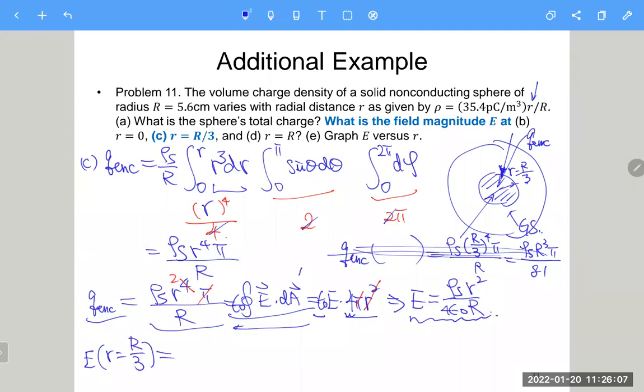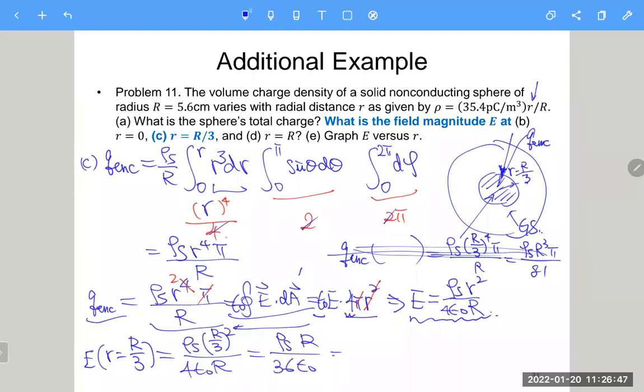So it will be rho s times (R over 3) squared over 4 epsilon naught capital R. So this will be rho s R over 36 epsilon naught. This R squared and R can be partly cancelled. We have R here, rho s, and then here we have 3 squared times 4, which is 36, and then epsilon naught here.